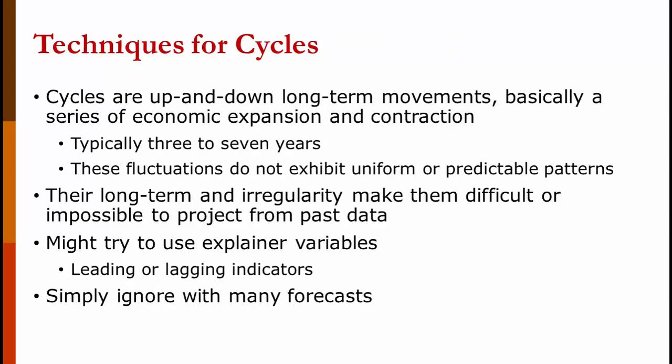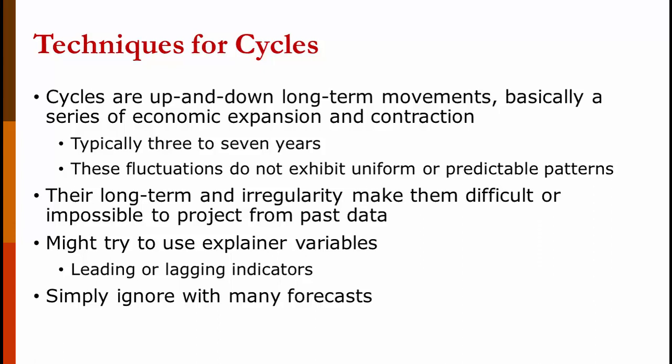Now let's talk about cycles. Here we're talking about long-term economic cycles. Cycles are up and down long-term movements, basically a series of economic expansions and contractions. They're typically 3 to 7 years. They're not uniform, they're not predictable. And because they're such a long cycle, by the time you have one full cycle, the market has changed so much it's not really possible to predict the cycle for the next time. So it's difficult or impossible to use them in forecasting. Most of the time, we simply ignore them.